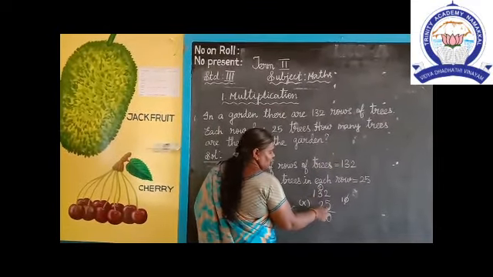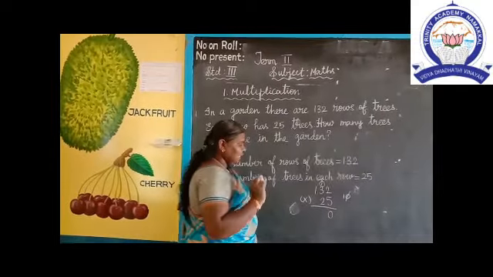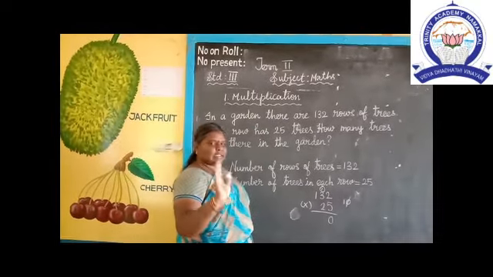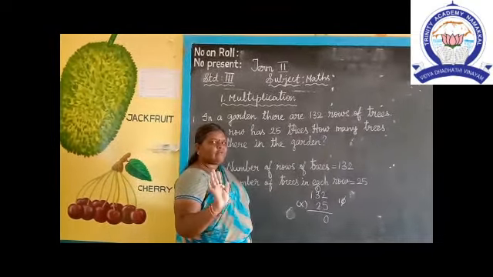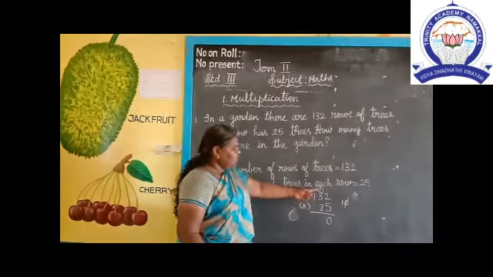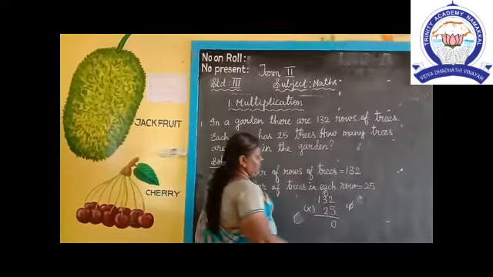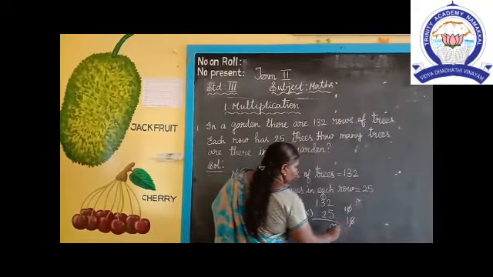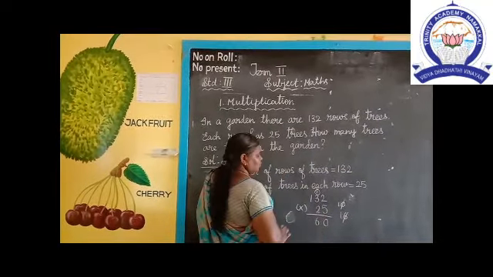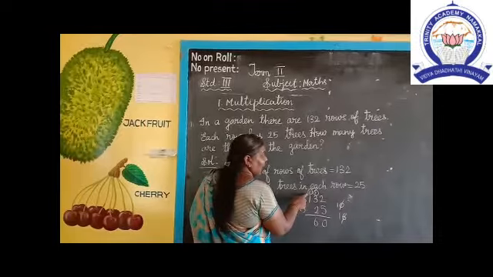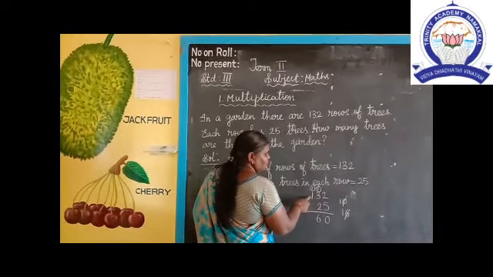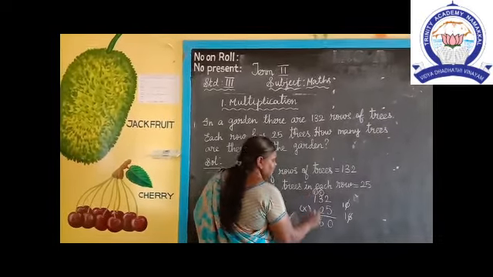You say the 3 table up to 5 times. 1 3 is 3, 2 3s are 6, 3 3s are 9, 4 3s are 12, 5 3s are 15. 15 plus 1, 16. You write 6 only in the 10's place, 1 is carried over to the 100's place. 1 5 is 5, 5 plus 1, 6.